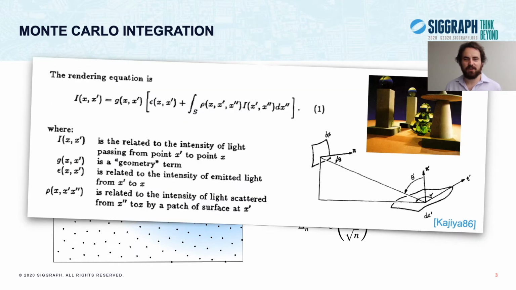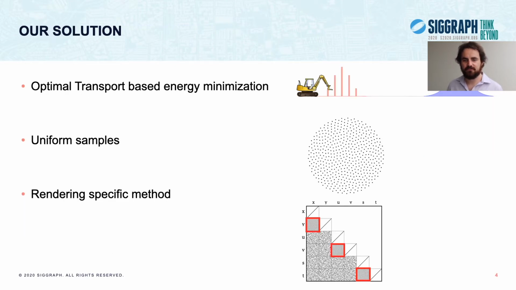Oh, and by the way, rendering has been shown to be just computing this huge integral in high dimensions. And so it's mainly Monte Carlo integration. What we will present in this talk is an optimal transport-based energy minimization that generates high-dimensional samples uniformly. Plus we add some rendering specific method that we will talk about later on.